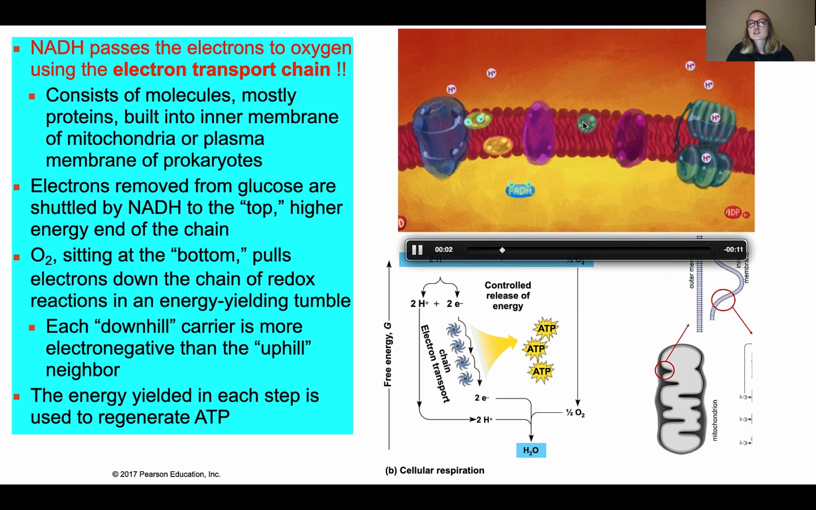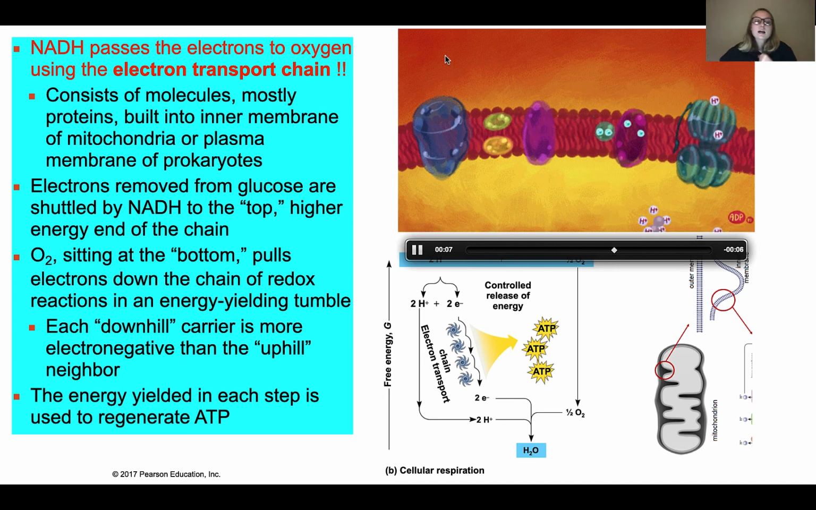So what is the electron transport chain? Well, it's made of a lot of different molecules, but mostly proteins, and it's built into the inner mitochondrial membrane, or in prokaryotes, it's in the plasma membrane. The electrons removed from glucose are shuttled by NADH to the higher energy end of the chain. A lot of people call that the top of the chain. And then O2, oxygen, is sitting at the bottom. Because it is so electronegative, it's going to be pulling electrons down the chain of redox reactions in a kind of energy tumble.